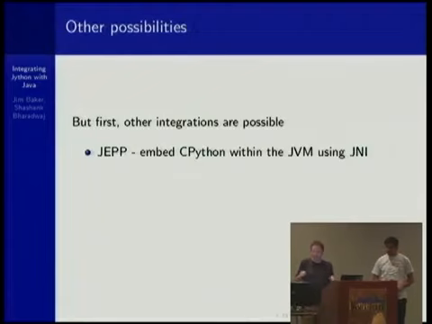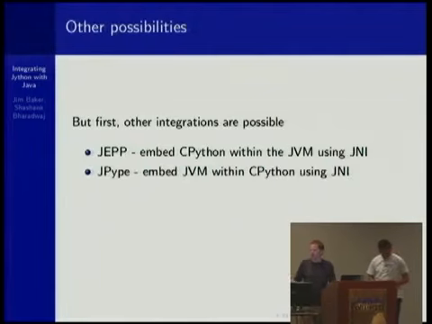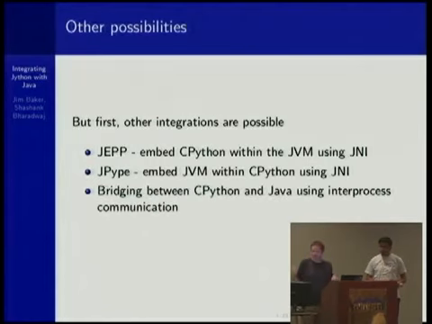Just mentioned that in terms of integrating Java and Python, there are other integrations. So we have something like JEP, which embeds the CPython runtime within the JVM using JNI. And actually there's JPype, which goes the flip side of that. It embeds the JVM within CPython using JNI. Two different alternatives. You could bridge between CPython and Java using some form of IPC, and this is, I'm sure, very common. You may be doing that right now.